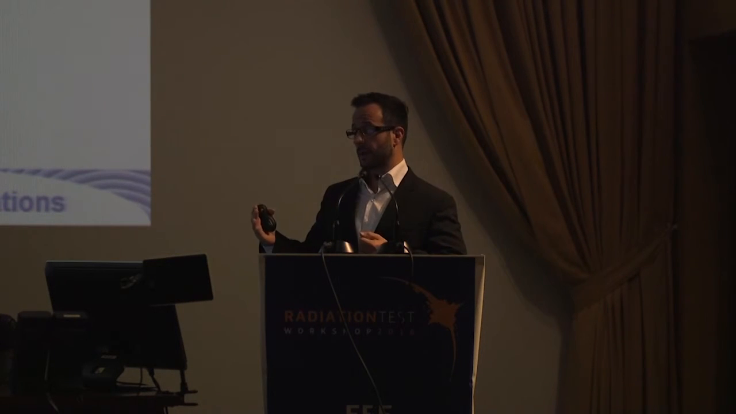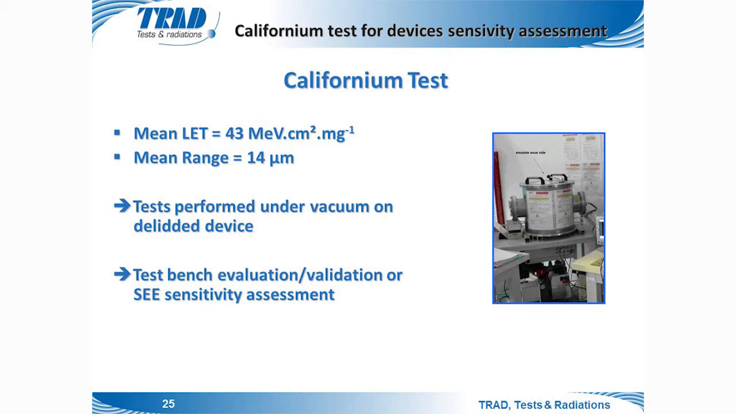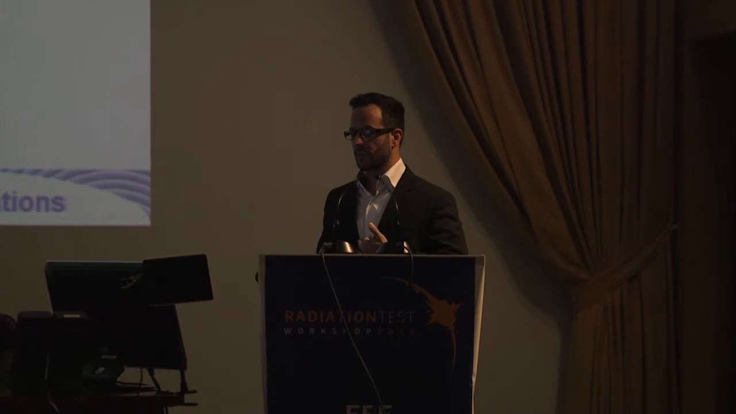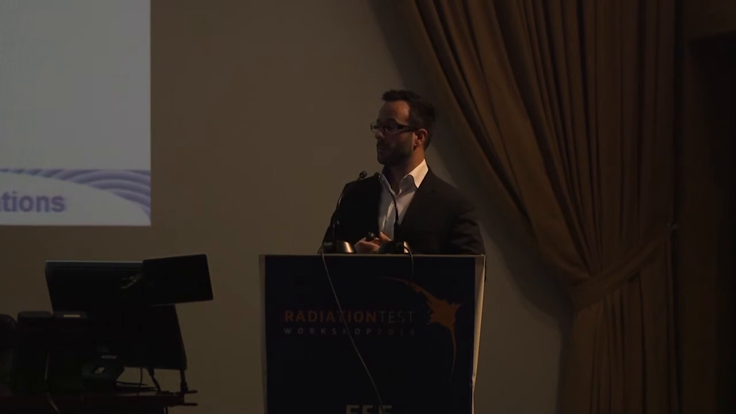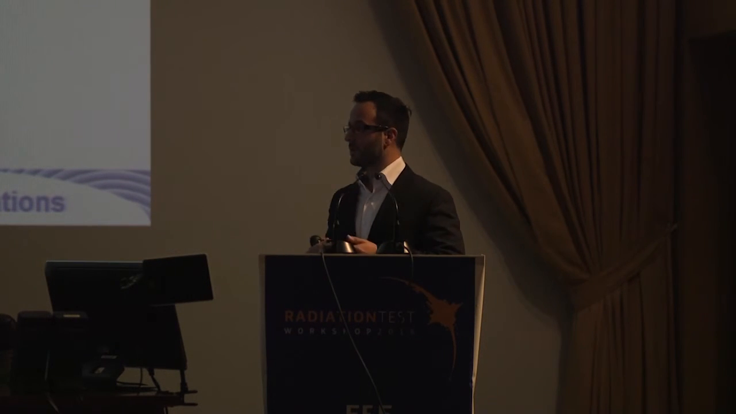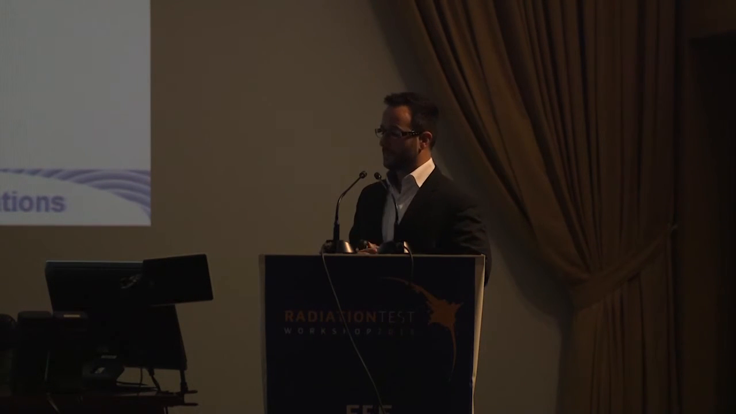We also have another piece of equipment in order to give us an estimation of the sensitivity and also to debug our experimental setup. It is a californium test source. You can see it on the picture here. It is a vacuum chamber. The ions coming from the californium source have an LET of around 40 MeV·cm²/mg, and a mean range of tens of micrometers.